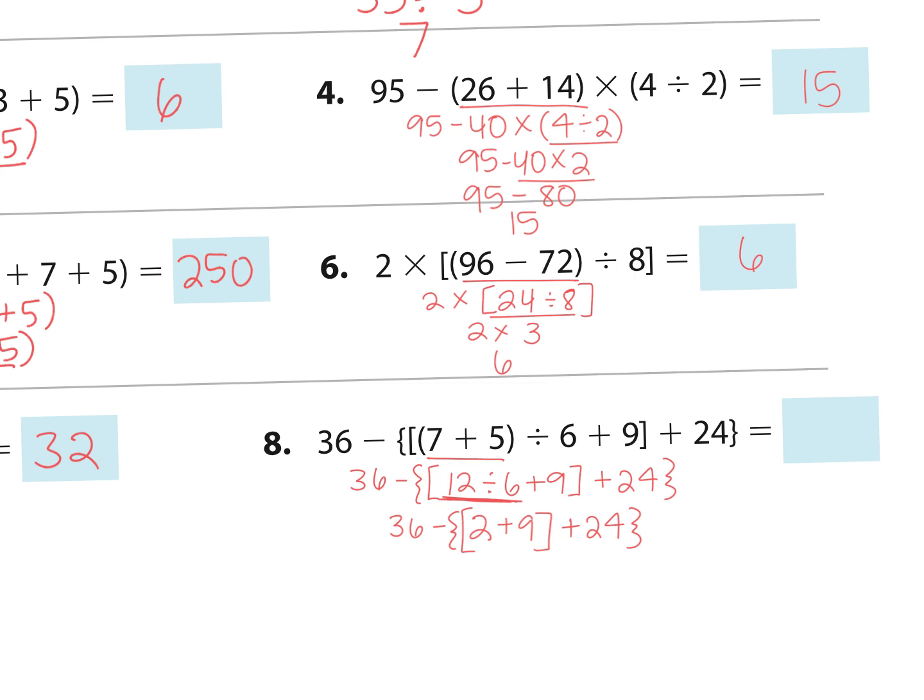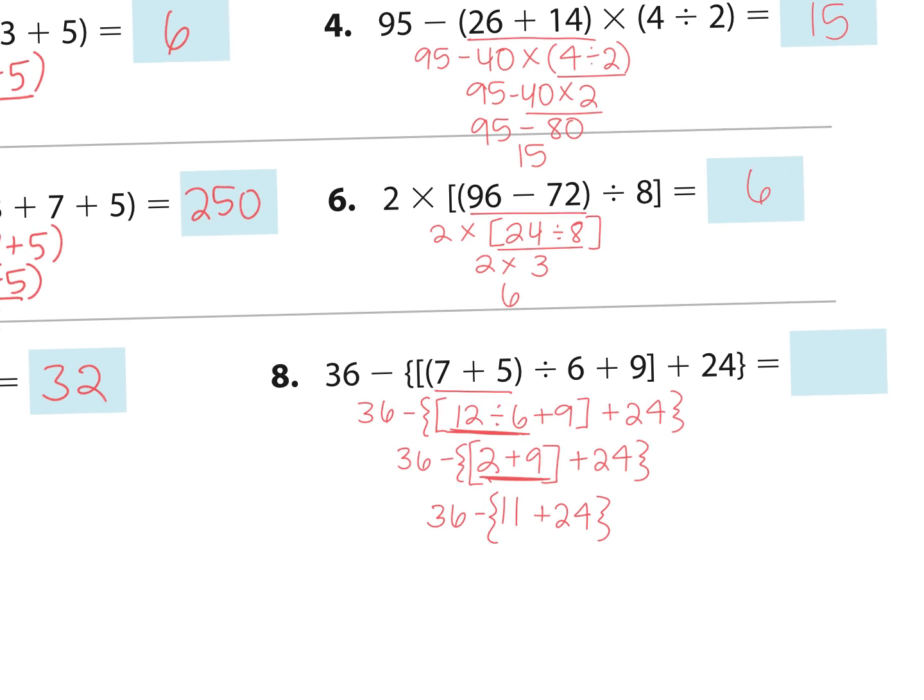I do 2 plus 9. Perfect. So underline it, put your answer underneath it. Bring everything down. 36 minus brace. My brackets are gone now. 2 plus 9 was the last thing in my brackets, so my brackets are now gone. So I just have 11 plus 24 and then a closed bracket.